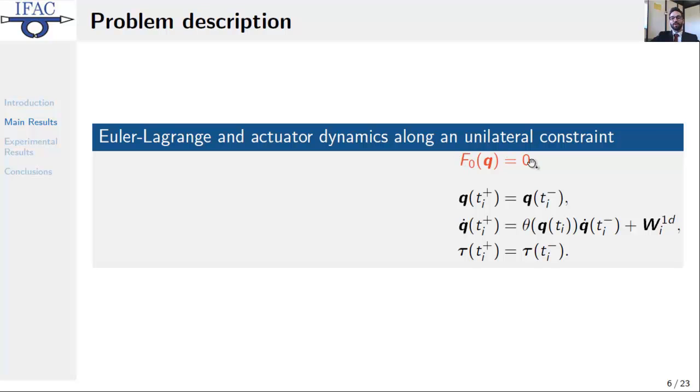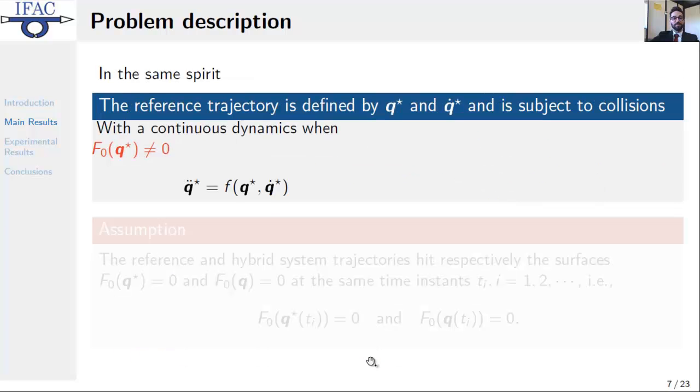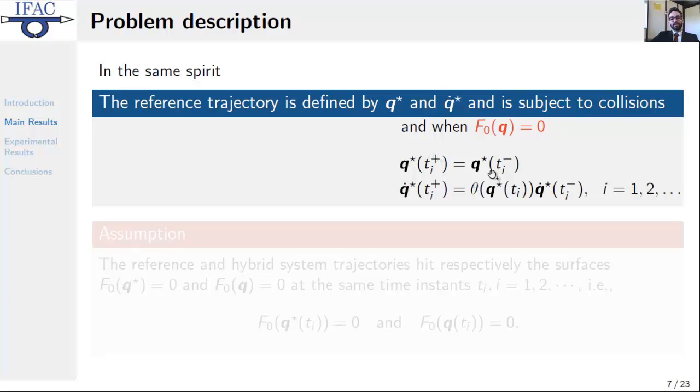Then, when the unilateral constraint is in place, position, velocity, and torque satisfy these equations, where the newly introduced variables W_q, W_tau, and capital W are perturbations, and nu is the control input to be designed. In the same spirit, the reference trajectory is defined by q star and q dot star, and is subject to collisions with the continuous dynamics when the system is outside the unilateral constraint, and satisfies these equations when the reference position and velocity satisfy this unilateral constraint.